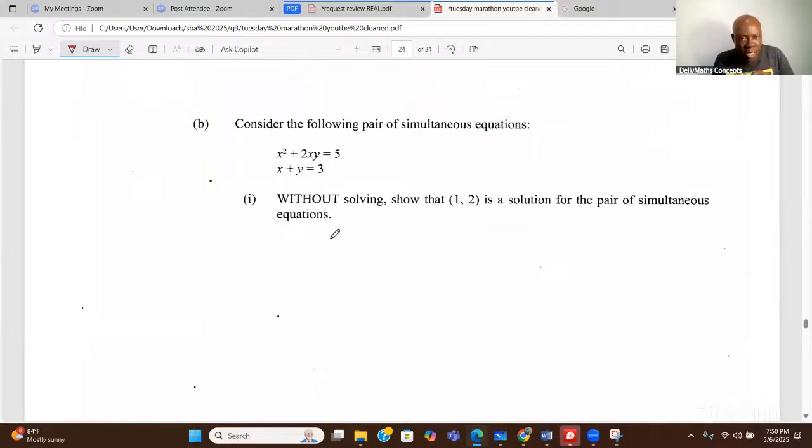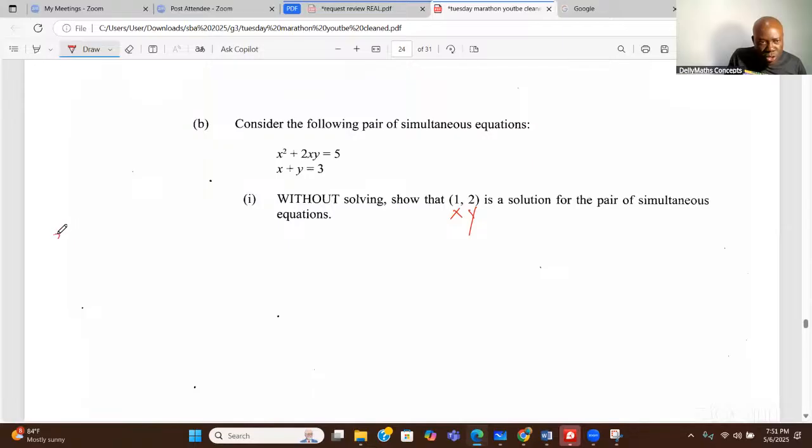It says, without solving, show that (1, 2) is a solution for the pair of simultaneous equations. In other words, this is one of the solutions. There are 2, and this is one of them. Show that it is. Now, how we are going to show it is that the math must prove itself to be true. Because when you find a solution, you're telling us that this is x, this is y. And if you substitute them in these equations, then it should hold true for both cases.